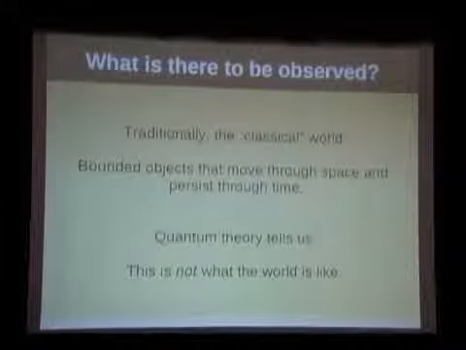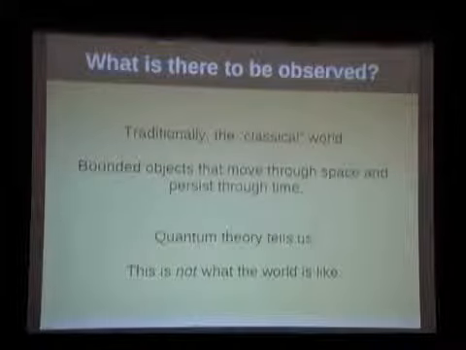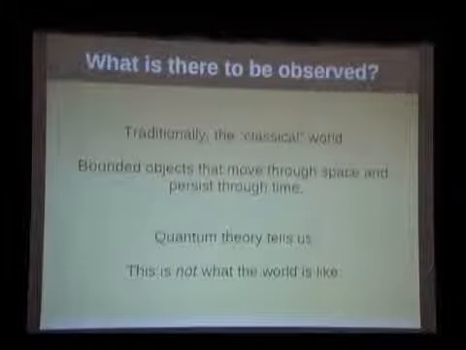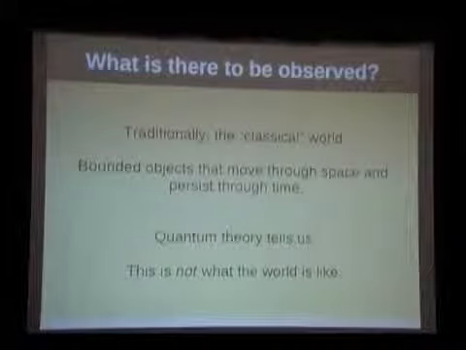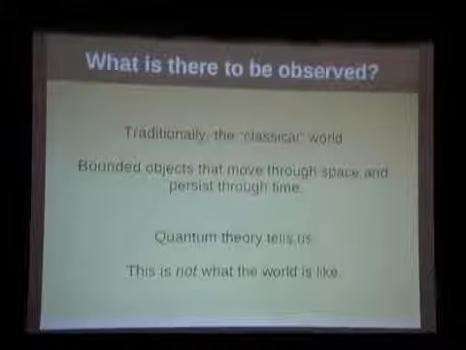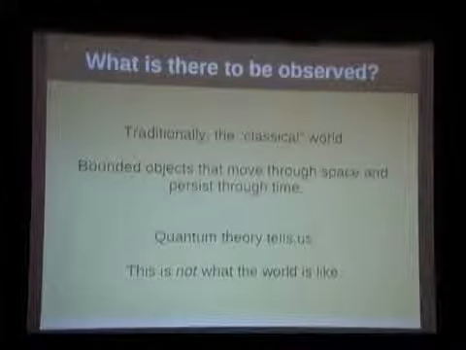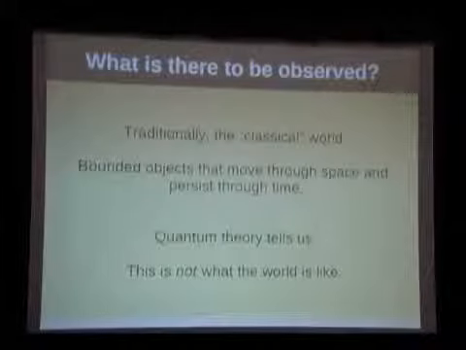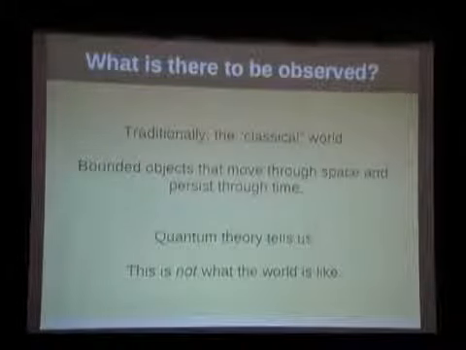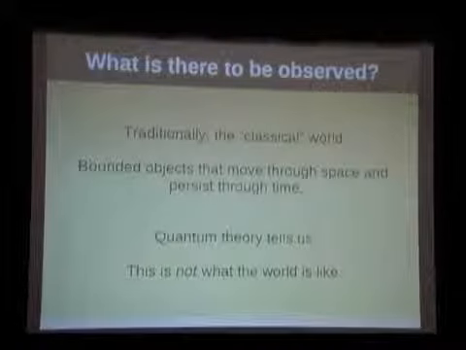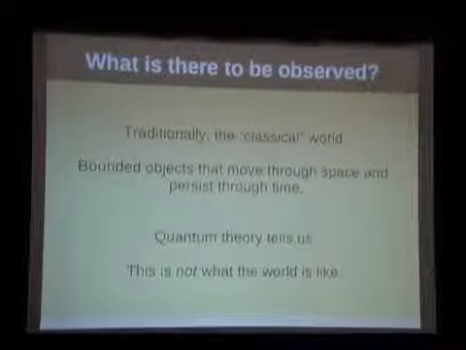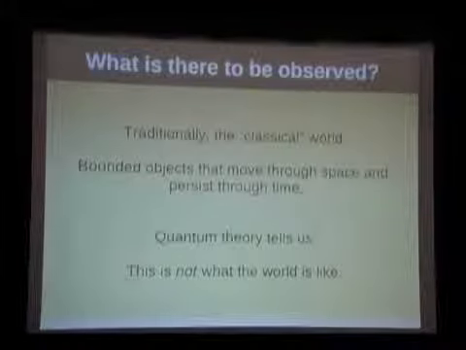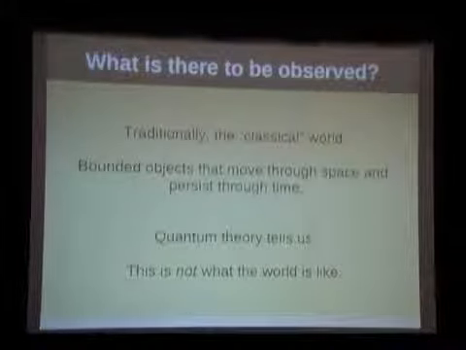And as you all know, there's a very traditional answer. The answer is the classical world. And the classical world can be characterized as bounded objects that move through space and persist through time. So I'm a bounded object, and here I am moving through space. And if you close your eyes and then open them again, I'm still here. You may be unhappy about that, but I persist through time. That's the classical world. Stuff moving, and you can keep track of it. And quantum theory tells us the world's not like that. And it's been telling us for over 80 years now that the world's not like that.